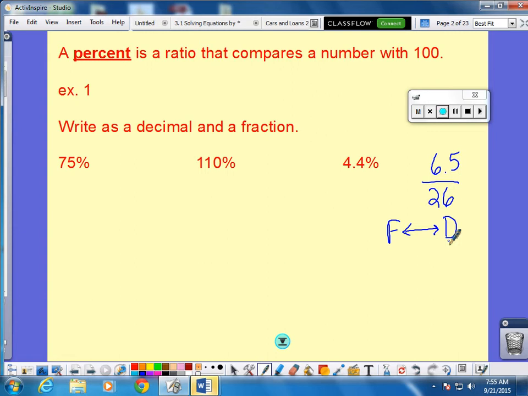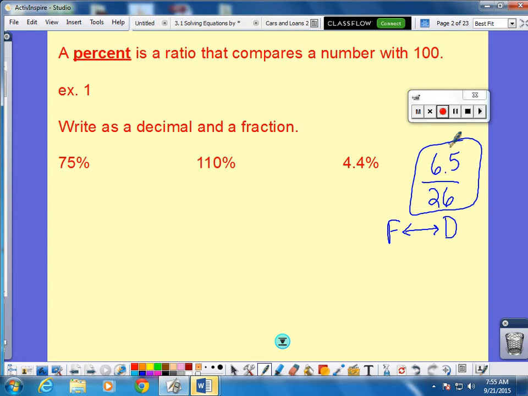Now this is called a complex fraction because it has a decimal in the fraction. You would never leave a decimal or a fraction in the fraction. That's not reduced. That's like leaving 4/8 and not reducing it to 1/2 or something like that, okay?